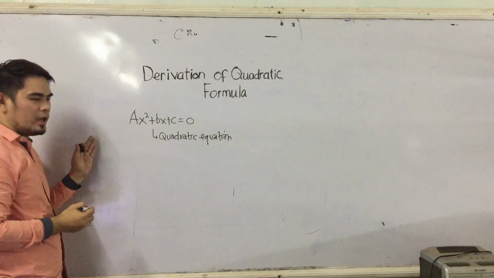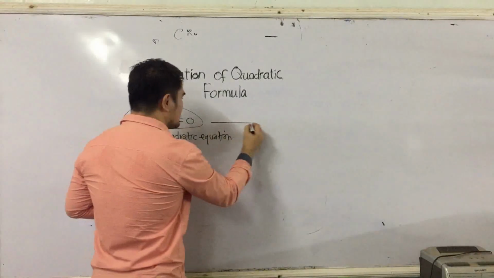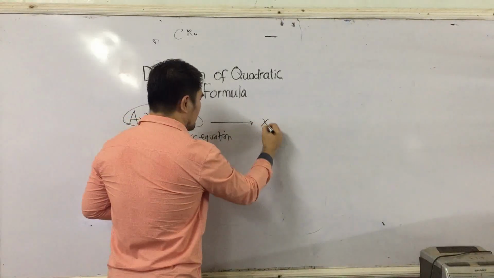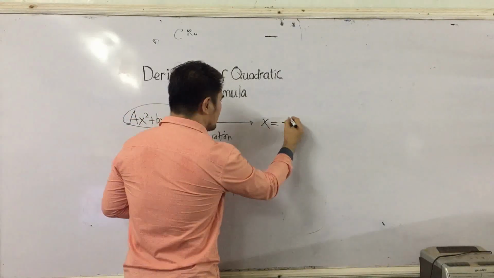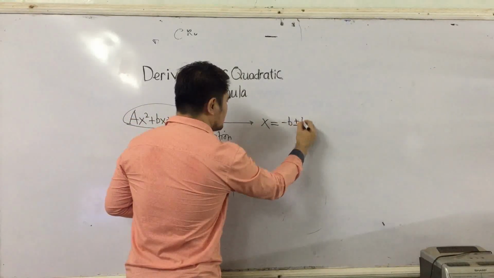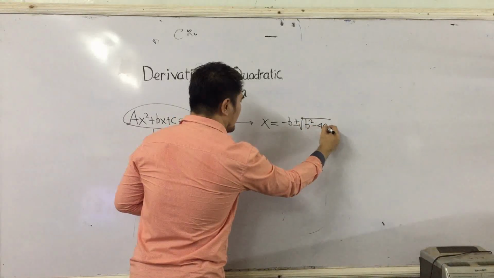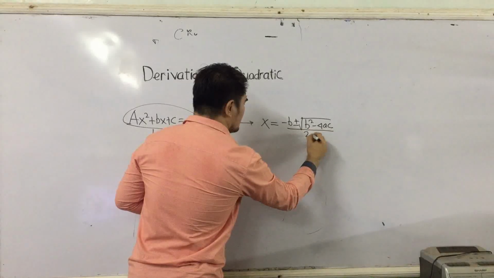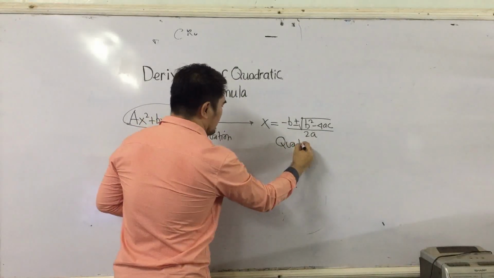And then our goal is to transform the quadratic equation into the quadratic formula. Our quadratic formula is x equals negative b plus minus the square root of b squared minus 4ac, divided by 2a. This is what we call the quadratic formula.